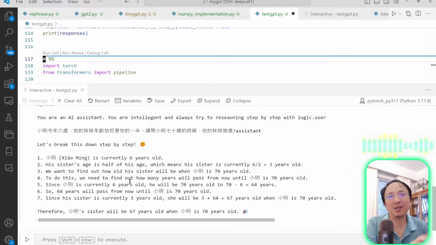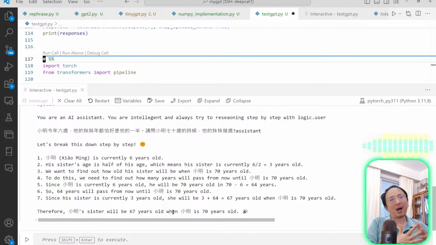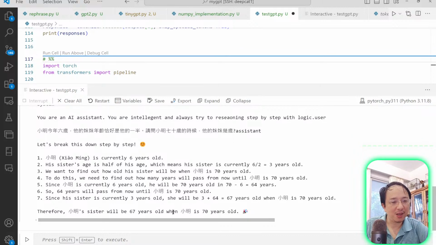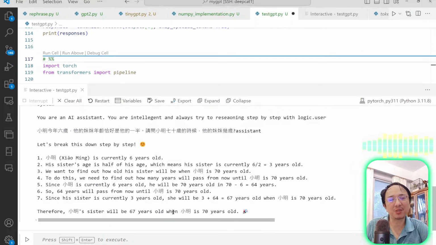Yeah, although the Llama 3 answered in English, at least it answered it correctly. 67 years old. So I think we probably still need at least an 8B model to have some sense of logic, some ability for reasoning.